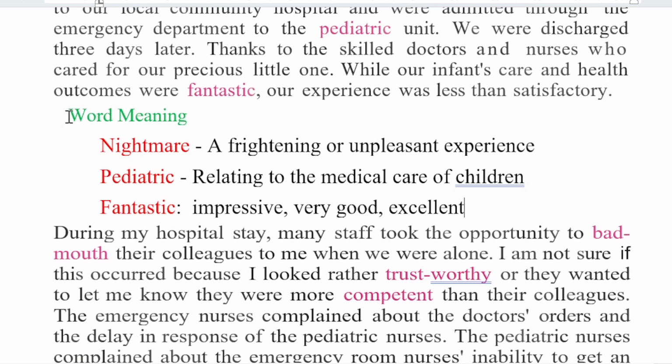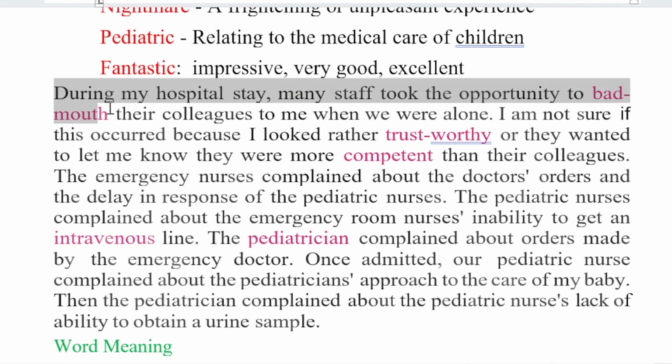So now you can see the word meanings: nightmare, a frightening or unpleasant experience. Pediatric, relating to the medical care of children. Fantastic, impressive, very good, excellent. Now let's talk about the second paragraph. During my hospital stay, many staff took the opportunity to badmouth their colleagues to me when we were alone.